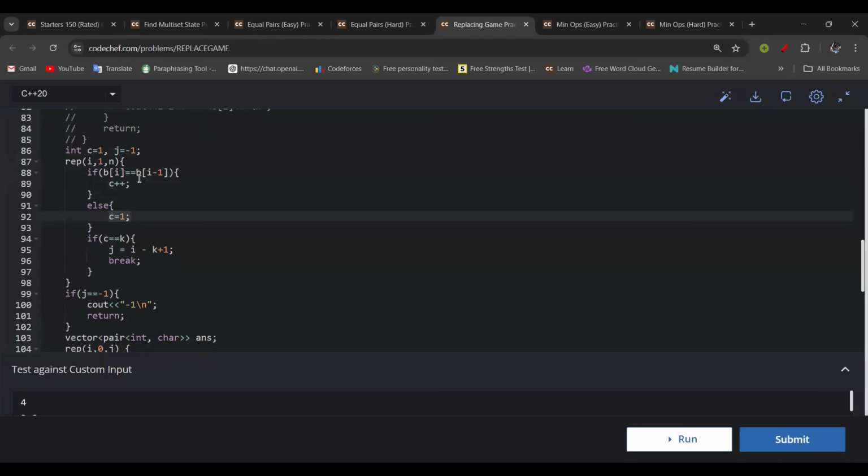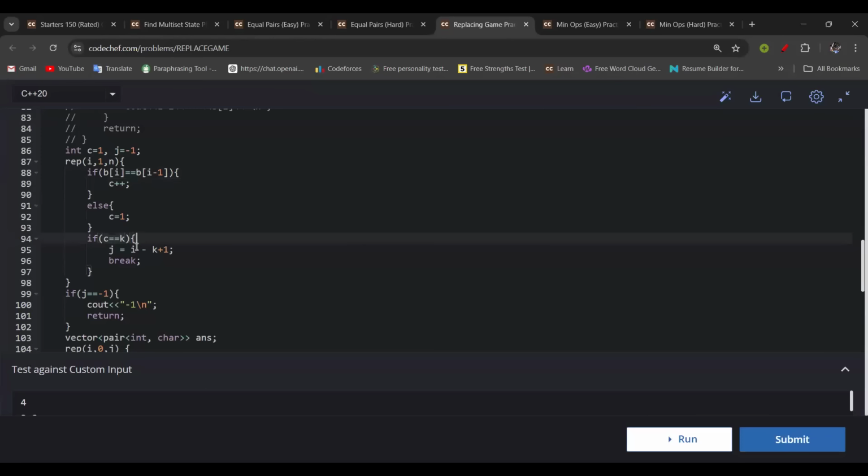So whenever I get an equal element, this C would keep on increasing. If I have 4 equal elements, it would increase 3 times and become 4. Then when I get an unequal element, it would again reset to 1. So in this C, I am always getting the updated value of how many elements are consecutive at the end. Once this C becomes equal to K, it means I have K consecutive elements that are equal. Last K elements are equal.